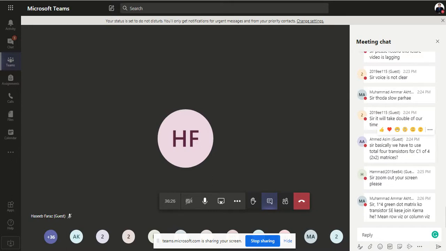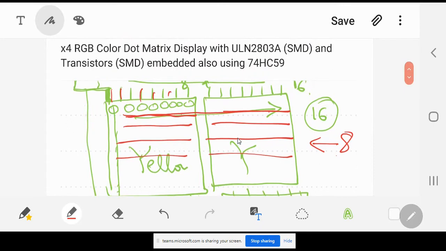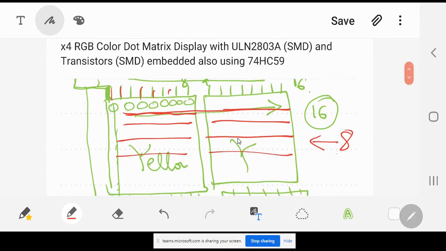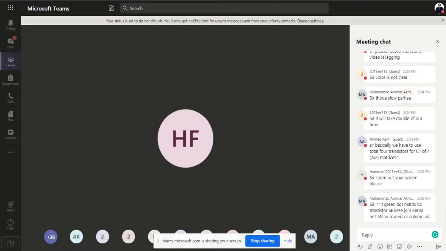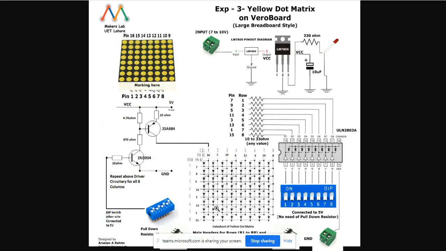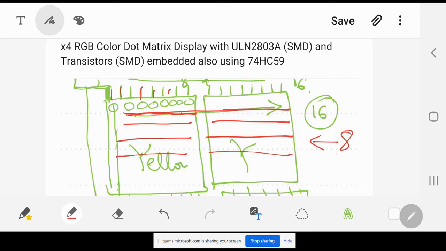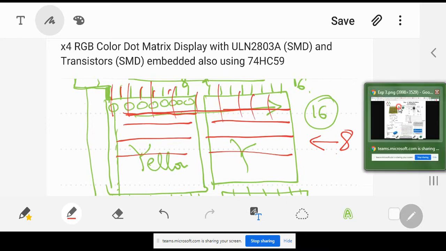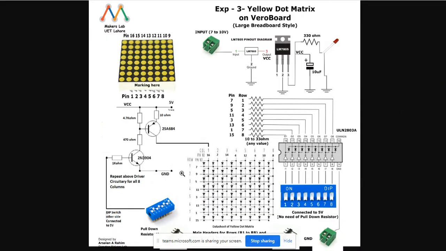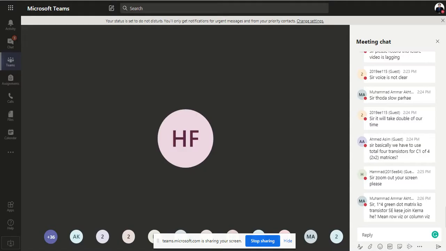I have told you repeatedly that if you are having a 2 cross 2 yellow or green dot matrix, then the yellow dot matrix is arranged column wise. There are 8 columns in one dot matrix, but when you are arranging them in 2 cross 2, there are 8 columns here and 8 columns here, so there are 16 columns. So you will require 16 of these transistors, or rather transistor pairs. So there will be 16 transistor pairs there.